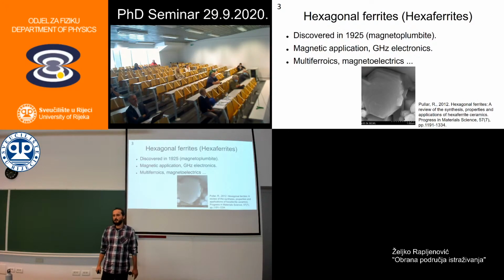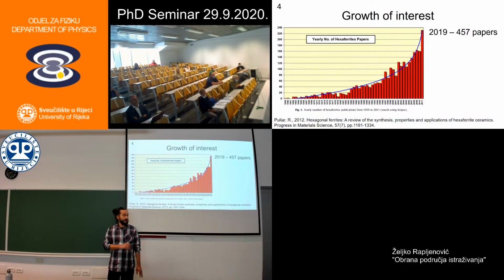Another application is in gigahertz electronics, where they have strong absorption due to ferromagnetic resonance. From the scientific perspective, they are hosts to multiferroic and magnetoelectric phases. Here in this picture you can see one hexaferrite. I don't know if it's visible, but the last layer has this beautiful hexagonal structure. Here is the growth in the yearly number of hexaferrite papers. It ends in 2011 with, let's say, 200 papers, and in 2019 it has already doubled.